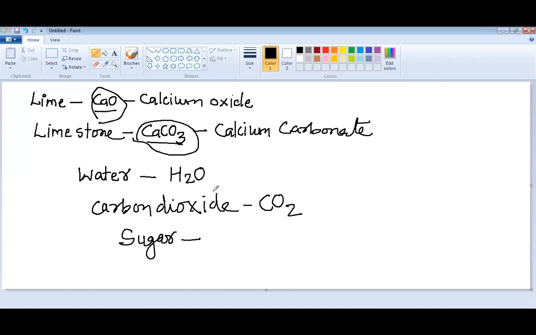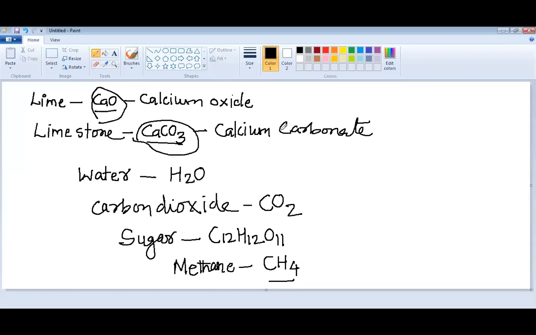Dear students, what formula do we use for sugar? What formula do we use for methane? These all we have studied in the previous standards. You have studied all this in 6 to 8, tell me. For sugar we write C12H22O11. Please do not forget. Same way for methane we write CH4. For methane we write CH4.